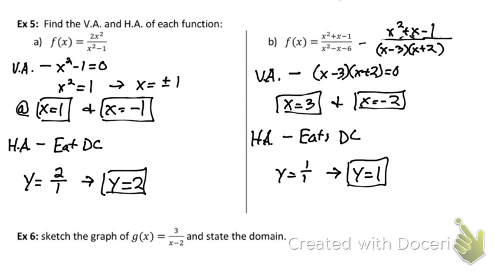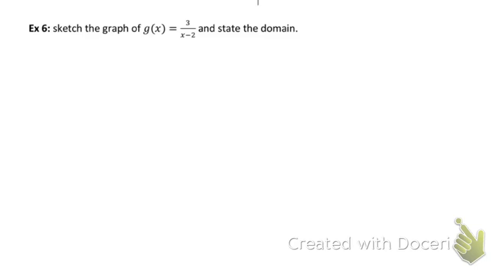All right, for example 6, we have to make a big step. Now we have to sketch the graph. We're supposed to sketch the graph of 3 over x minus 2, and then state the domain. Let's start with our vertical asymptote. The vertical asymptote is where our denominator equals 0. So x minus 2 equals 0, which is x equals 2. I have a vertical asymptote at x equals 2. Now let's do our horizontal asymptote.